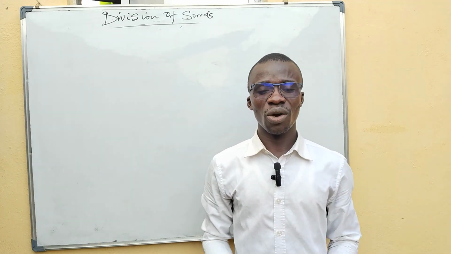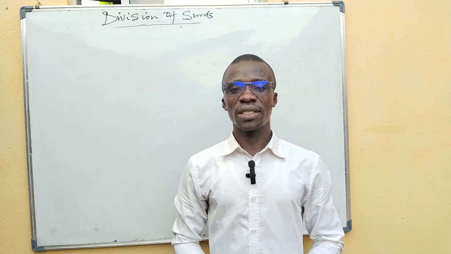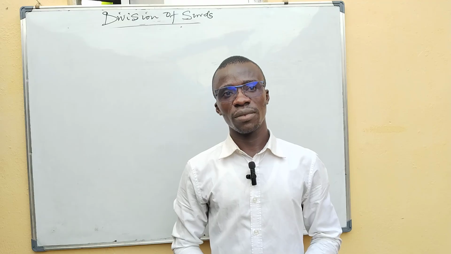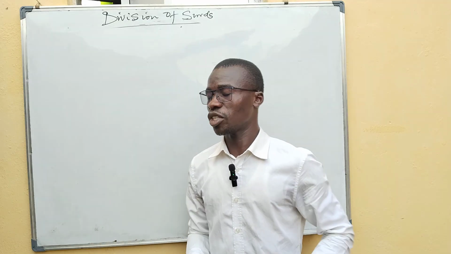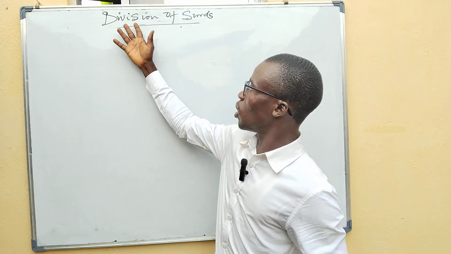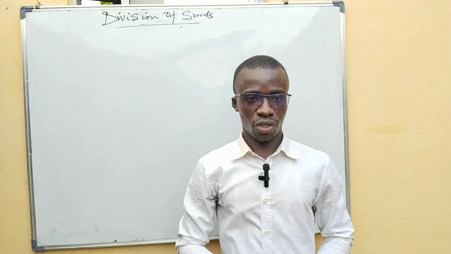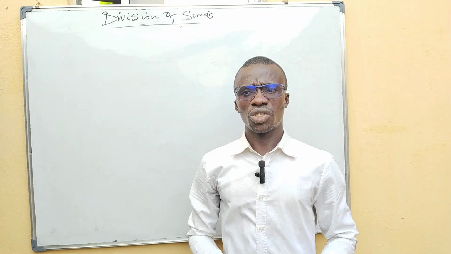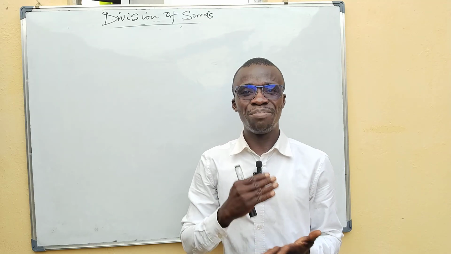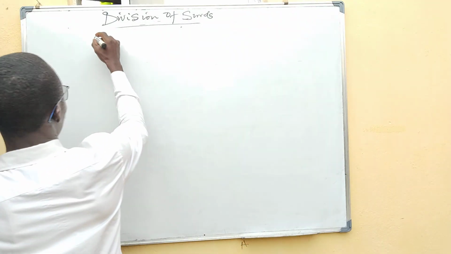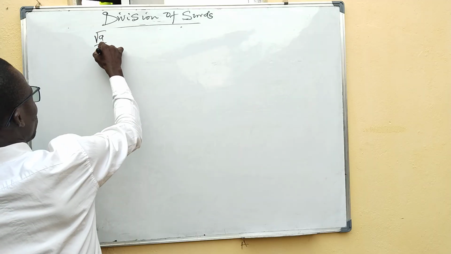Hello, students. You're welcome. Okay, this is the continuation of the surd we did in the previous class. Now we want to work on division of surds. Division of surds. So when a surd occurs at the base, for instance, I have root A over root B.